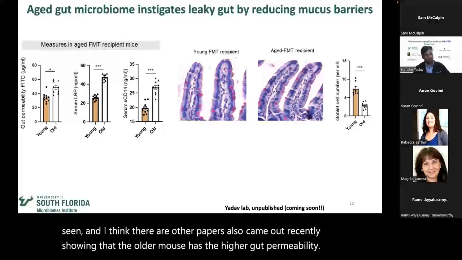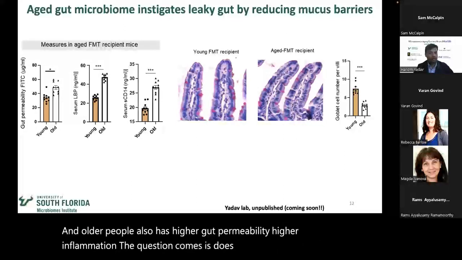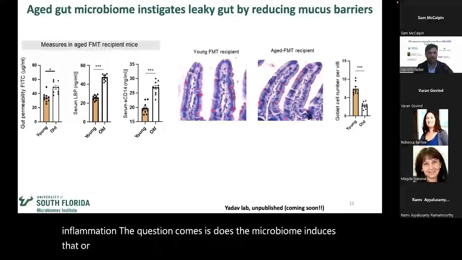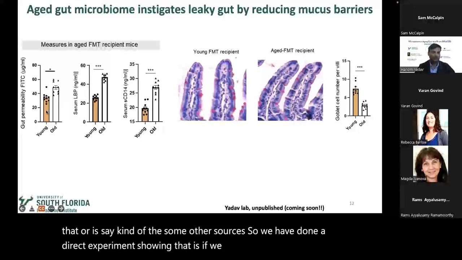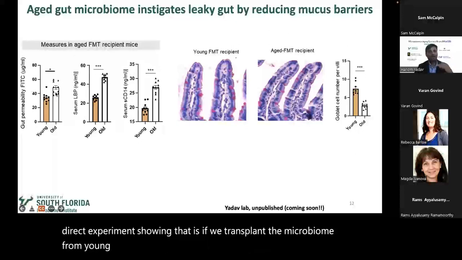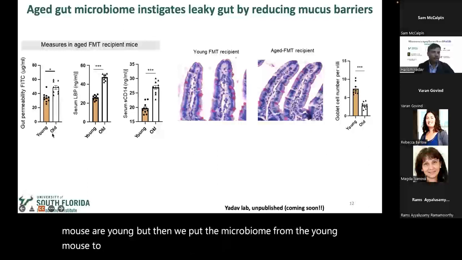Older people also have higher gut permeability and higher inflammation. The question is, does the microbiome induce that, or is it some other source? We have done a direct experiment by transplanting the microbiome from young and from old mice into young mice. These recipient mice are young, and we put the microbiome from young to young, and from old mouse to the young mouse.